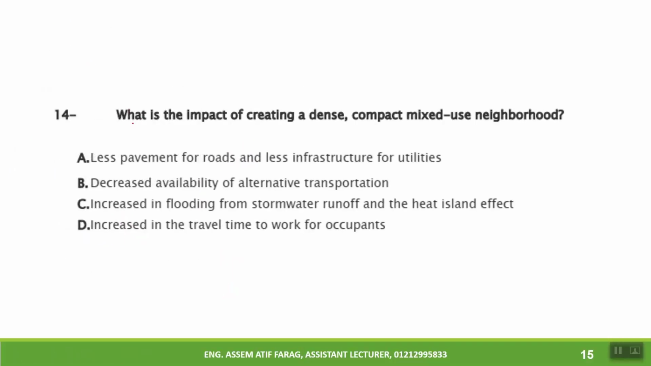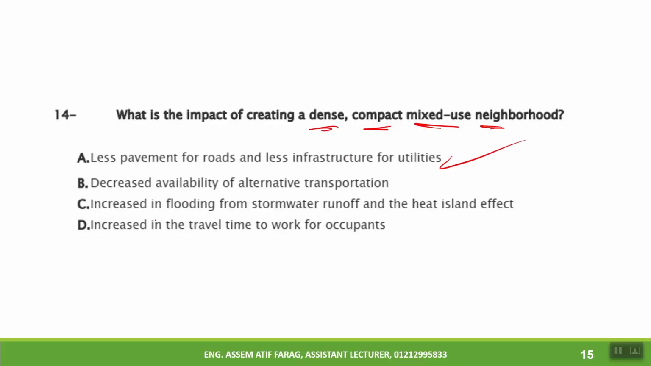For the next question, what is the impact of creating a dense, compact, mixed-use neighborhood? For option number A, less pavement for roads and less infrastructure for utilities. If the buildings are closer together and hold more occupants, less roads and utility infrastructure is required. So, this saves on materials, which reduces demand for virgin materials and transportation of those materials. So, this option is the correct option.